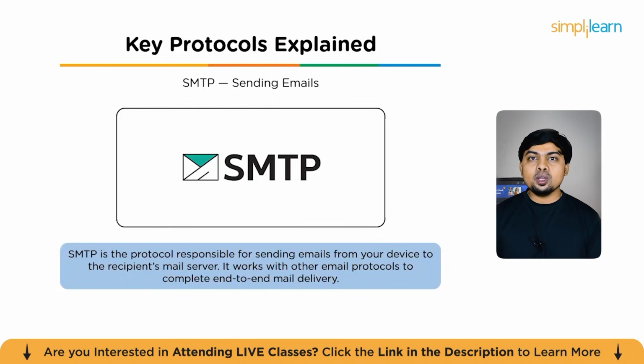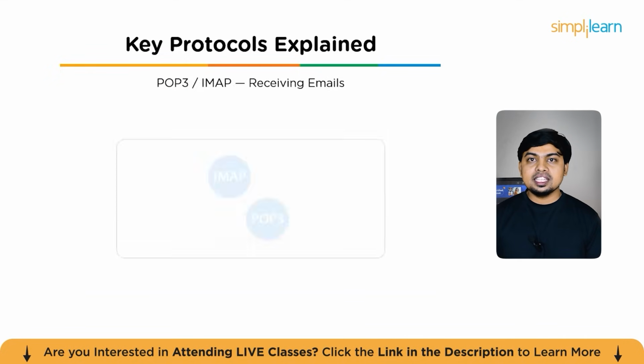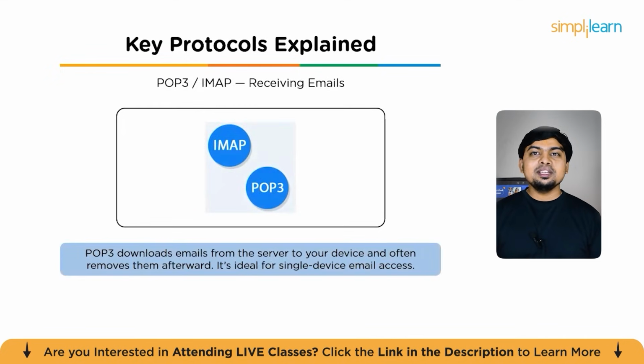The third one is POP3 or IMAP, for receiving emails. To get your emails, devices use either POP3 or IMAP. POP3 stands for Post Office Protocol version 3. It downloads emails from the server to your device. Once downloaded, they may be removed from the server. It's best for single device email access.